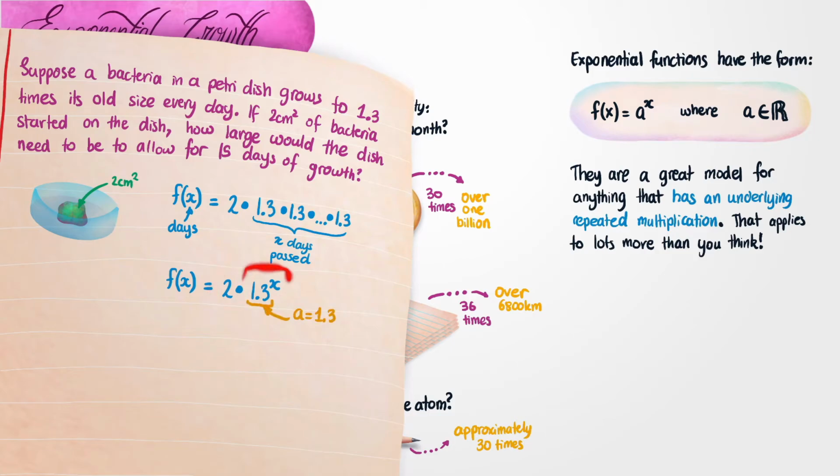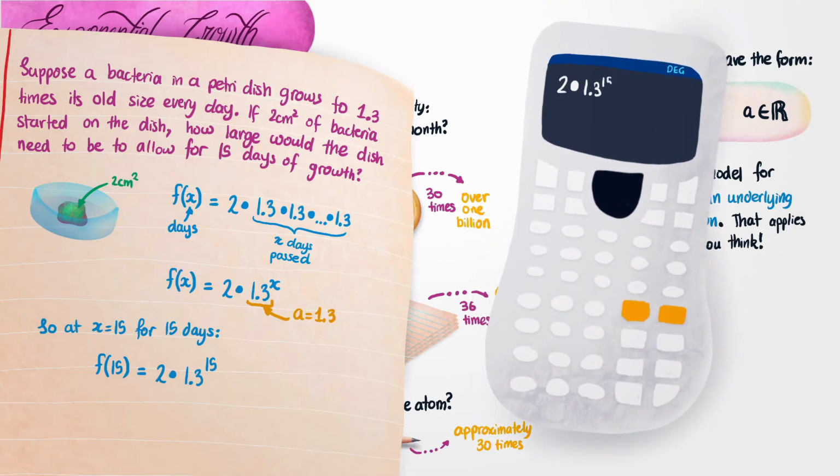And if this is an exponential function, then the value of a, which is our growth factor, is actually 1.3 in this particular case. So therefore, to find the amount of bacteria in our Petri dish after 15 days, we just need to replace this x for the number 15, because we want x to be equal to 15. And now the right-hand side is just a number, so we can easily just plug it in to a calculator. So therefore, after 15 days of growth, the Petri dish would need to be at least 102 centimeters squared to contain all of this bacteria.